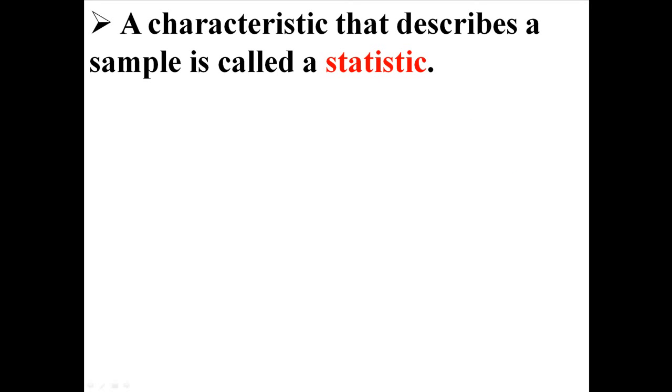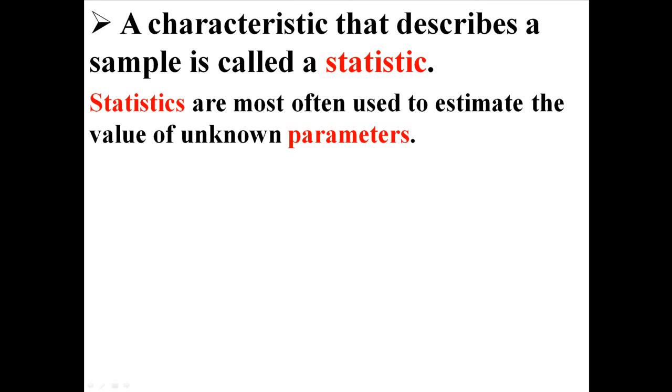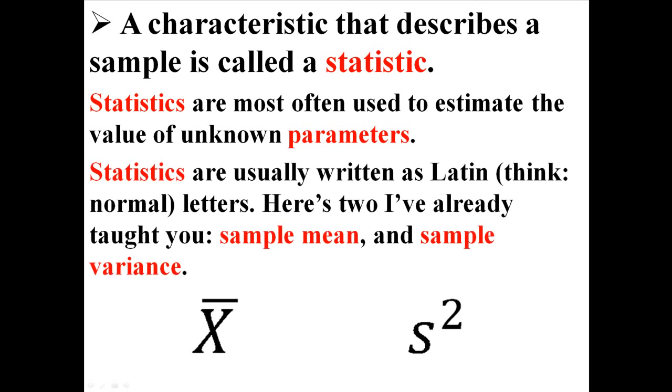A characteristic that describes a sample is called a statistic. Statistics are most often used to estimate the values of unknown parameters. Statistics are usually written as Latin, or just normal, letters. Here's two I've already taught you about, the sample mean and the sample variance. The sample mean being x bar and the sample variance being s squared.